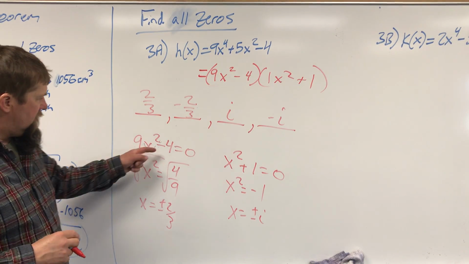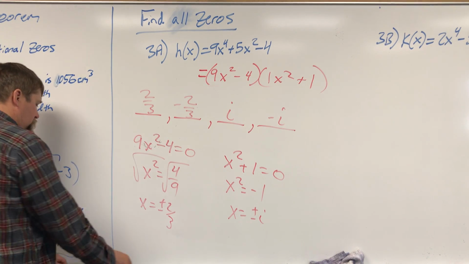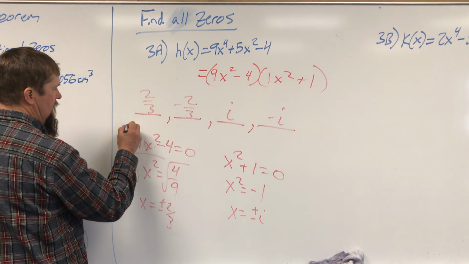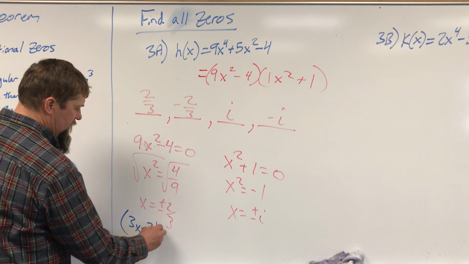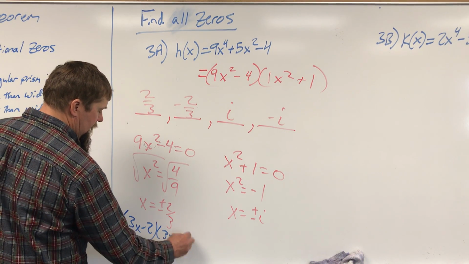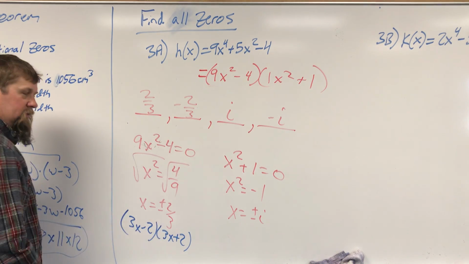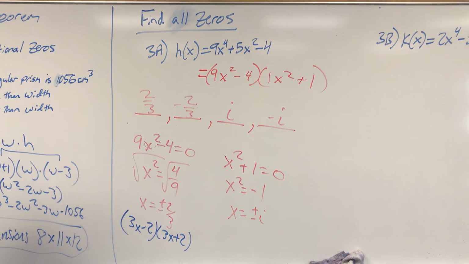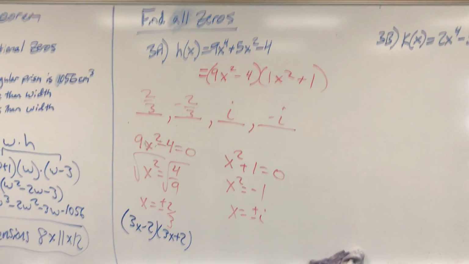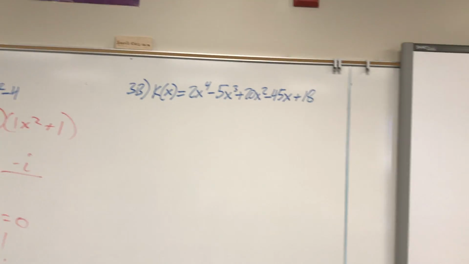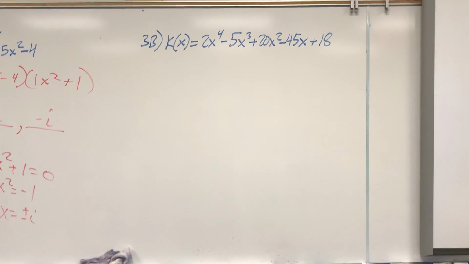Now I could have factored this instead, factored by difference of 2 squares. If I factored this instead, I get 3x minus 2 and 3x plus 2. And of course, those both give the answers, plus or minus 2/3. Okay, so that's an example where I didn't even need my calculator. I just used my factoring techniques to do that.